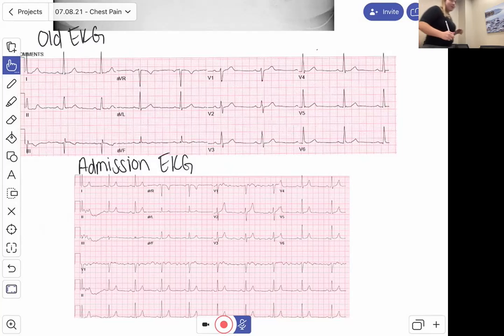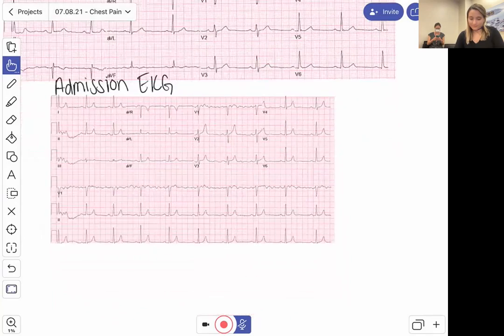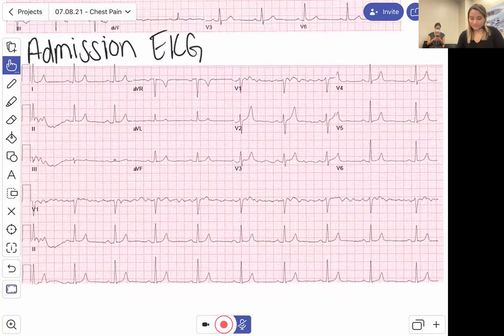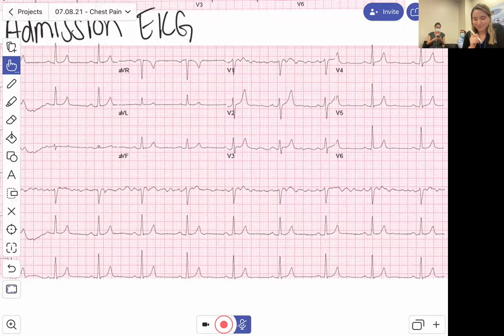All right, any brave soul want to take a crack at commenting on the EKG? I can make his admission one bigger too, now that you've had some time to compare. Thoughts? His labs are all pending, so we'll get those shortly. But are you worried or not worried about this guy? Ben's like, I'll look at you, I'll look away. I don't want to answer this question. Safe space here. I'm not trying to fool anybody.